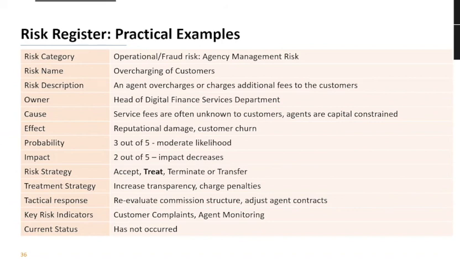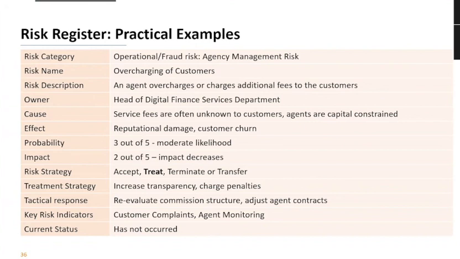So what is the effect of this risk? Reputational damage and customer churn. Customers are leaving. Probability, 3 out of 5, which is a moderate likelihood. Impact, 2 out of 5, impact decreases. During the lifetime of the product, some customers are gaining trust and the number is decreasing. What would be the risk strategy? Treating the risk.